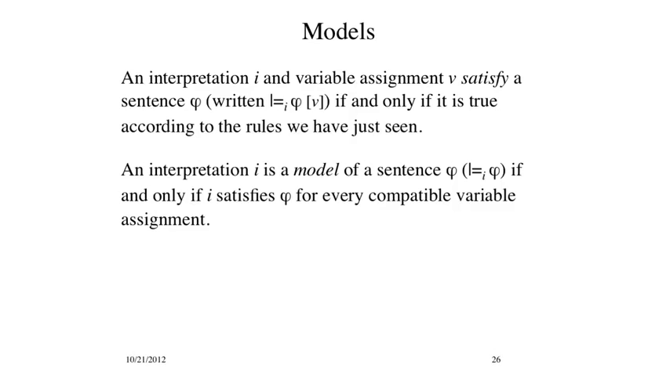Let's look at a few definitions and some observations before we close out this segment. An interpretation I and a variable assignment v are said to satisfy a sentence if and only if the sentence is true according to the rules we've just seen. An interpretation is said to be a model of a sentence if and only if it satisfies the sentence for every compatible variable assignment. So models are special cases of interpretations.